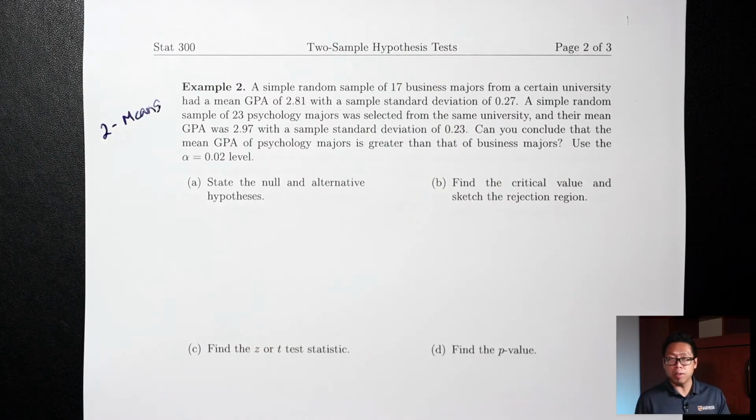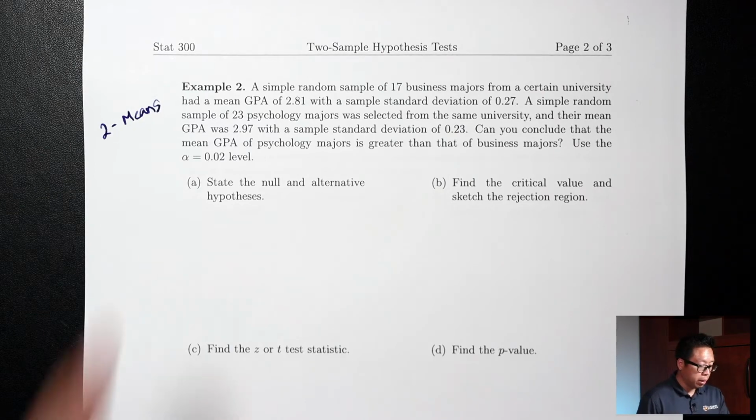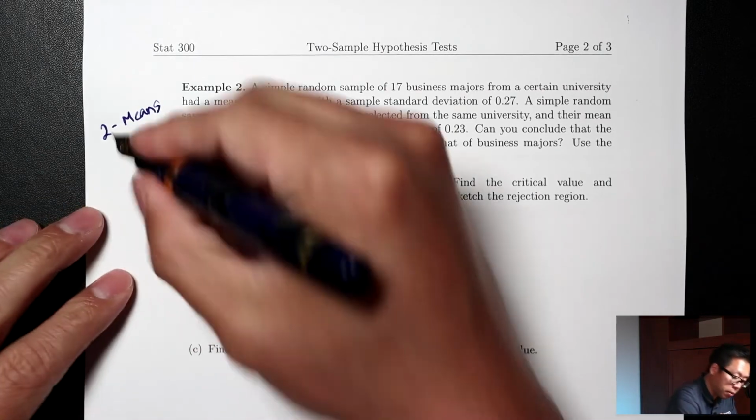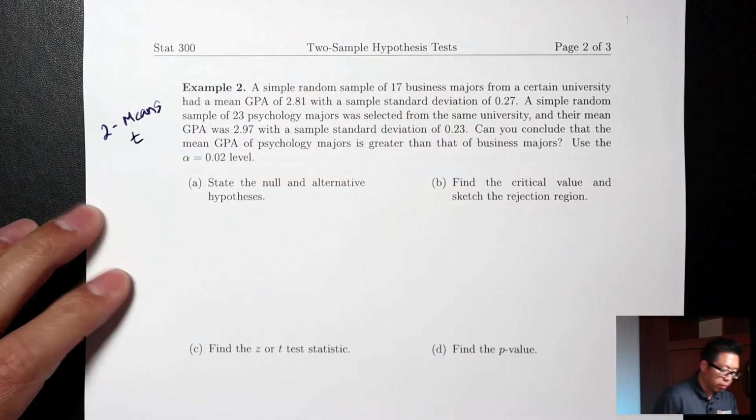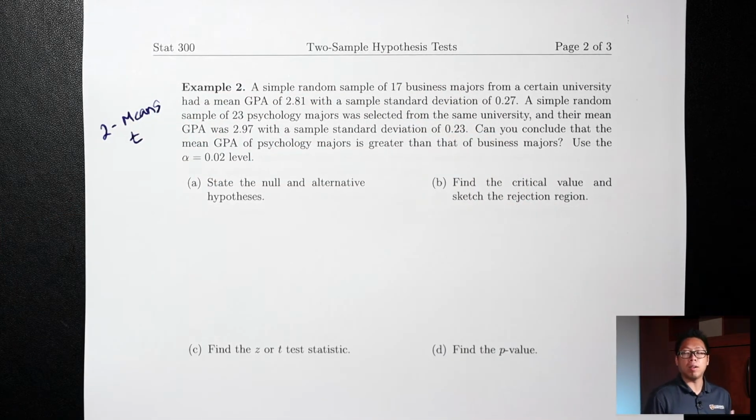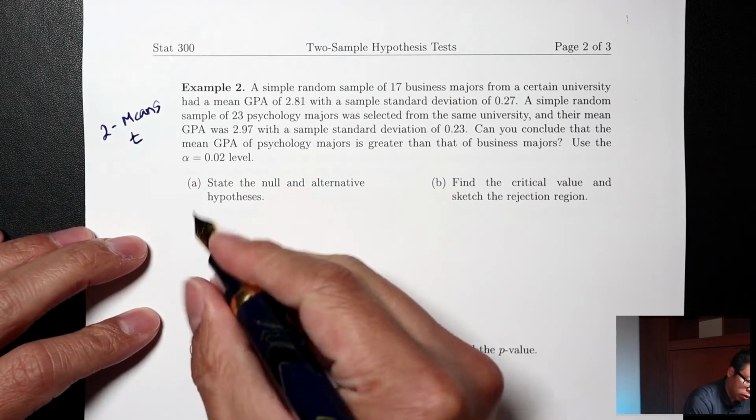If you don't see the words mean or standard deviation at all, it will be a proportion situation. For means, we should be using t's. Part A, state the null and alternative hypotheses. This is our H0, H1.